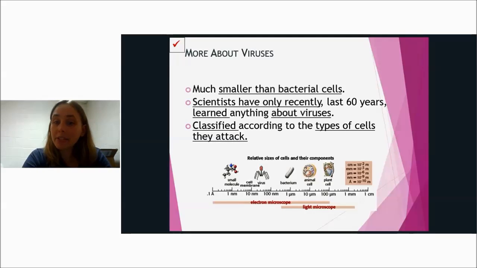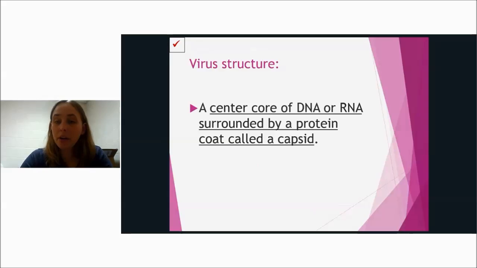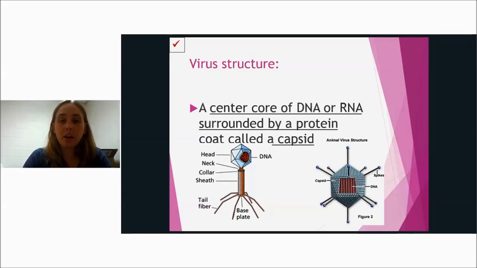When we classify viruses, we classify them like we do any other organism, but we classify them based on the type of cells they attack. So how are viruses made? Well, all of them have a central core of DNA or RNA, and they're surrounded by a protein coat called a capsid. So if you look at this picture over here on the left, the capsid is surrounding the protein right here. That is a specific type of virus that attacks bacteria called a bacteriophage.